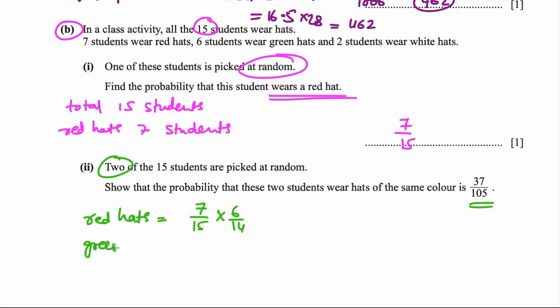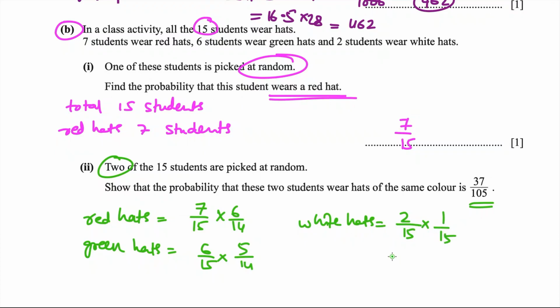Then for green hats, initially there are 6 students out of 15, and once I choose one student with a green hat, there are only 5 now to pick from. And similarly with white hats. Initially there are only 2 students, so 2 by 15 into, now that I have picked one, there is only one student left, 1 by 14.